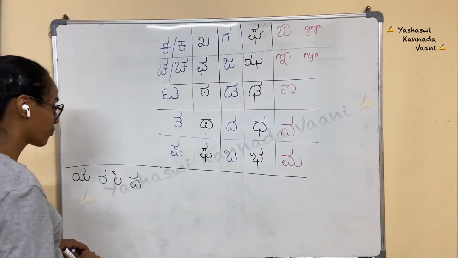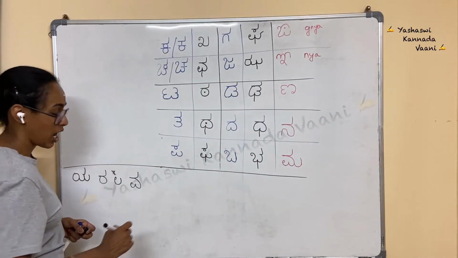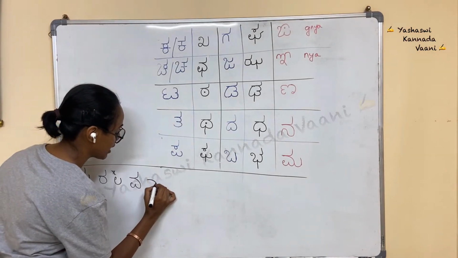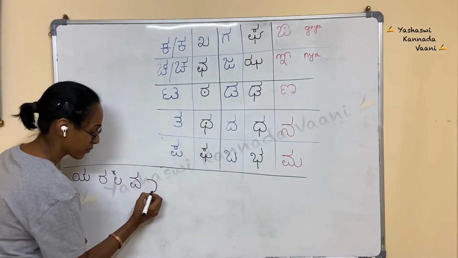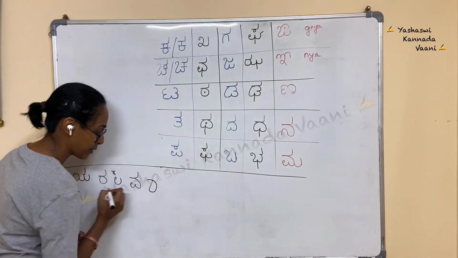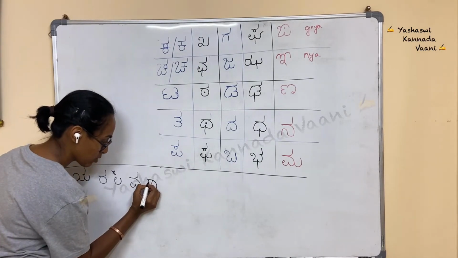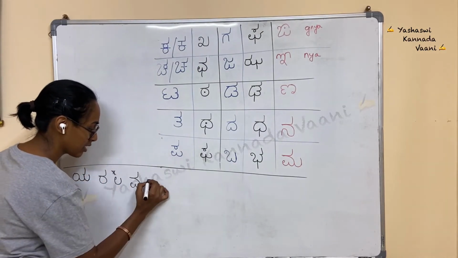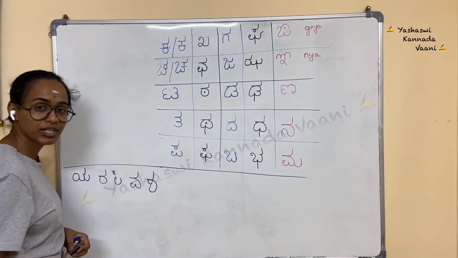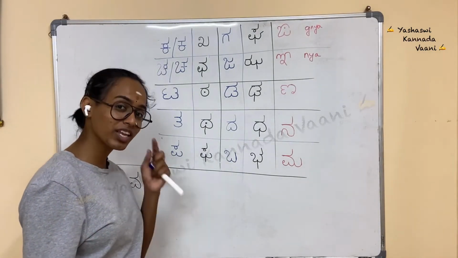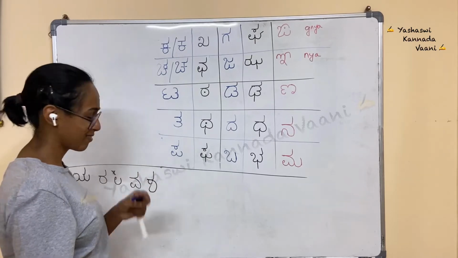Sha. So write like an inverted C. Take this line up here. Draw a small circle here. Then give a tale. Sha. Yasha, Yashu, Yashaswini. Sha. Shiva.